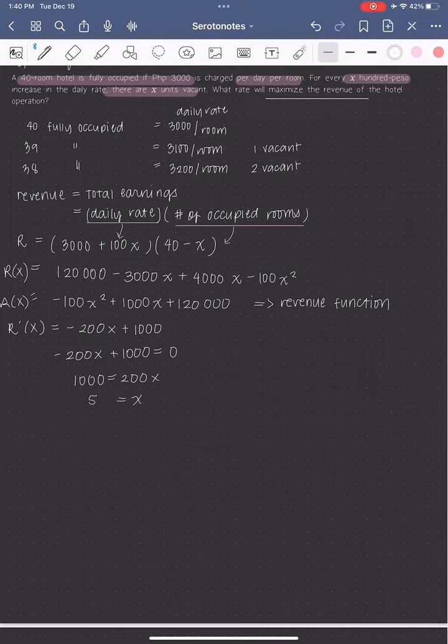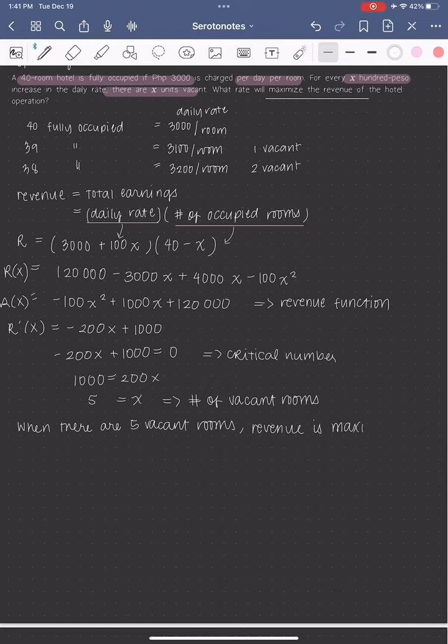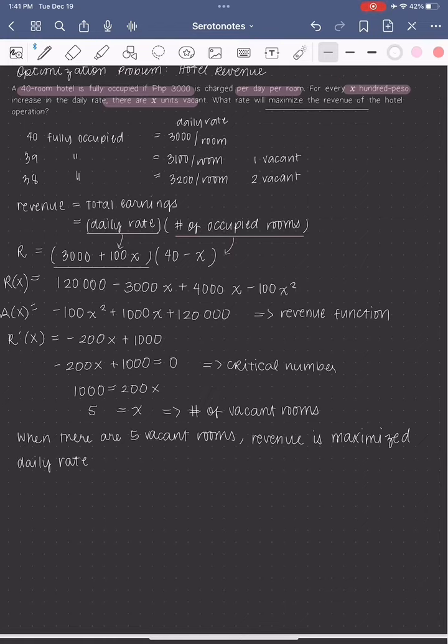This means that when there are 5 vacant rooms, the revenue is at the absolute maximum for this specific revenue function. Thus, the daily rate when there are 5 vacant rooms is 3,000 plus 100 times 5, which is 3,500 pesos.